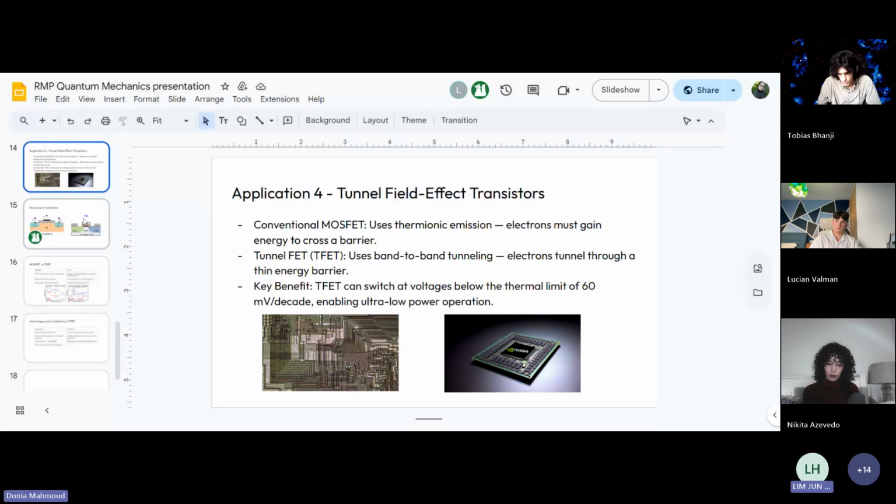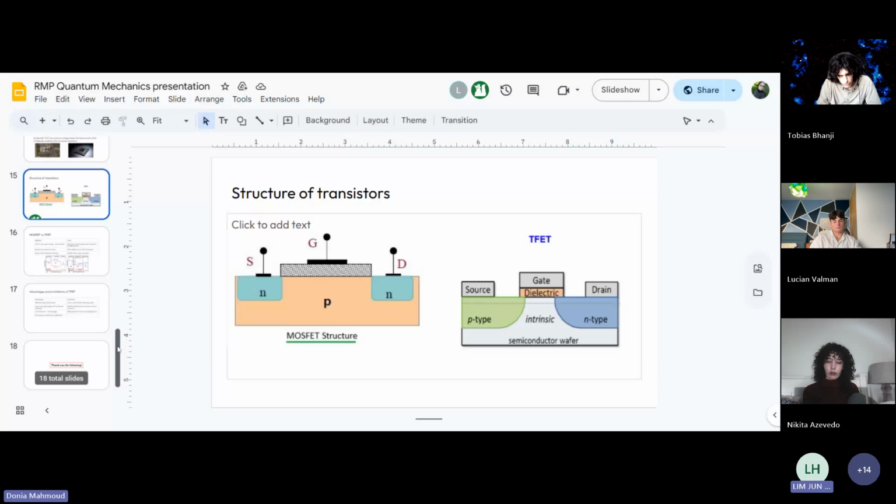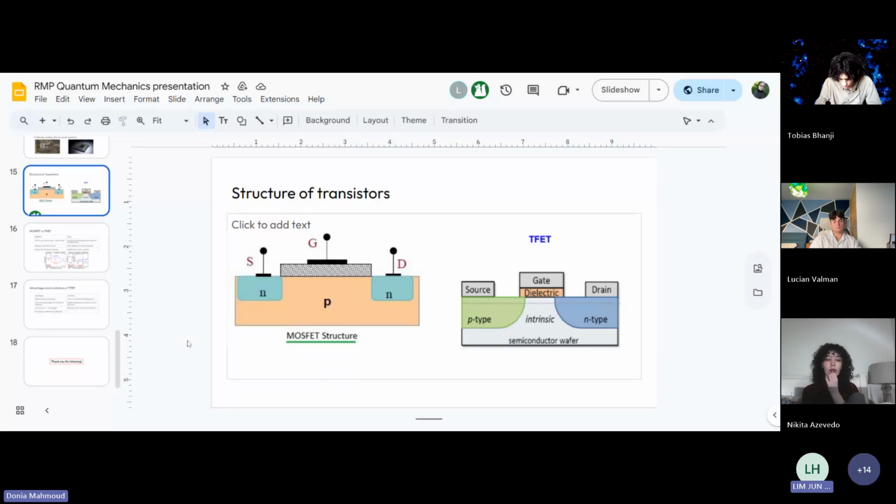Let's begin with the structure of the MOSFET. Yep, next slide. A typical MOSFET consists of 3 main regions, which are the source, the drain, and also the gate, with the source and drain separated by a semiconducting channel, and a thin layer of insulating oxide, usually silicon dioxide, lies between the gate and the channel.